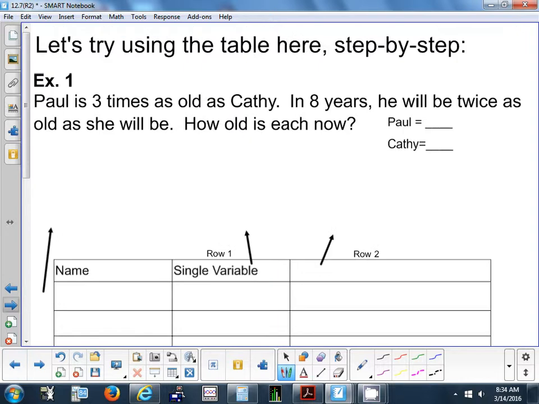All right? Let's see here. Paul is 3 times as old as Kathy. In 8 years, he'll be twice as old as she will be. How old is each now? All right. First thing we want to do, under this name column, number 1, write names from the problem.